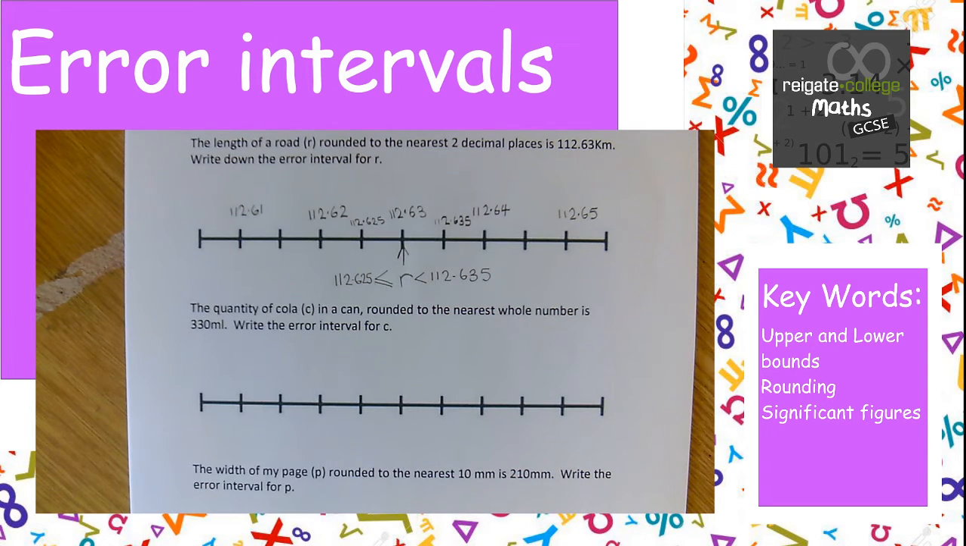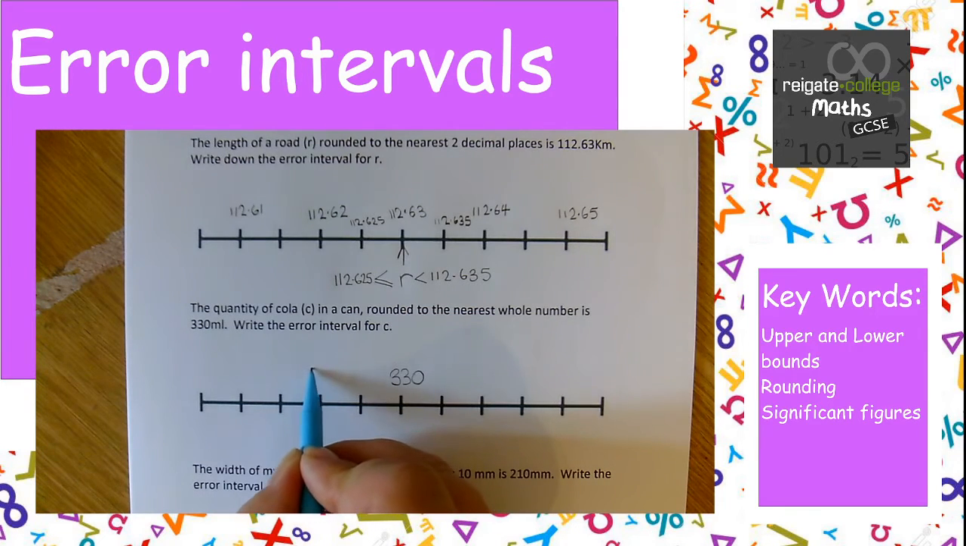I'm going to do this example for the next three amounts so that you can see how we change the number line according to what we're rounding to. The next example is for the nearest whole number. A quantity of cola in a can rounded to the nearest whole number is 330. 330 millilitres to the nearest whole number.